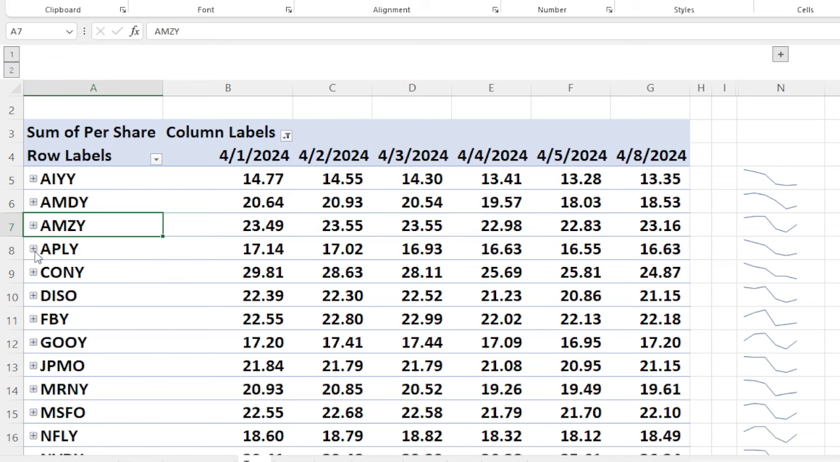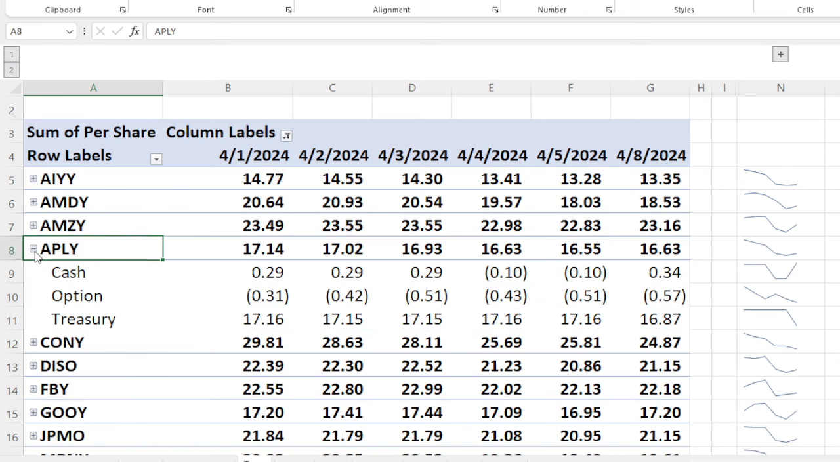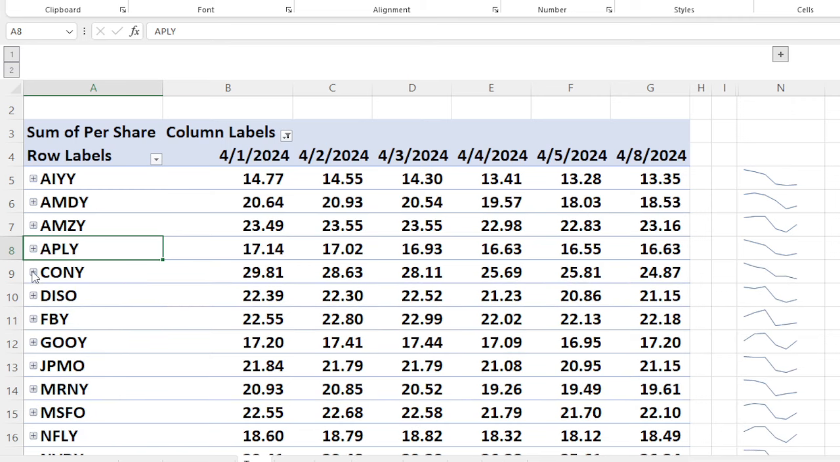And then let's take a look at APLY. The cash position went up a little bit, and there's a corresponding dip in the treasury, so it's kind of a wash. The option position went from a 31-cent credit to a 57-cent credit, so an improvement with more short premium available. So hopefully they can recuperate this week.